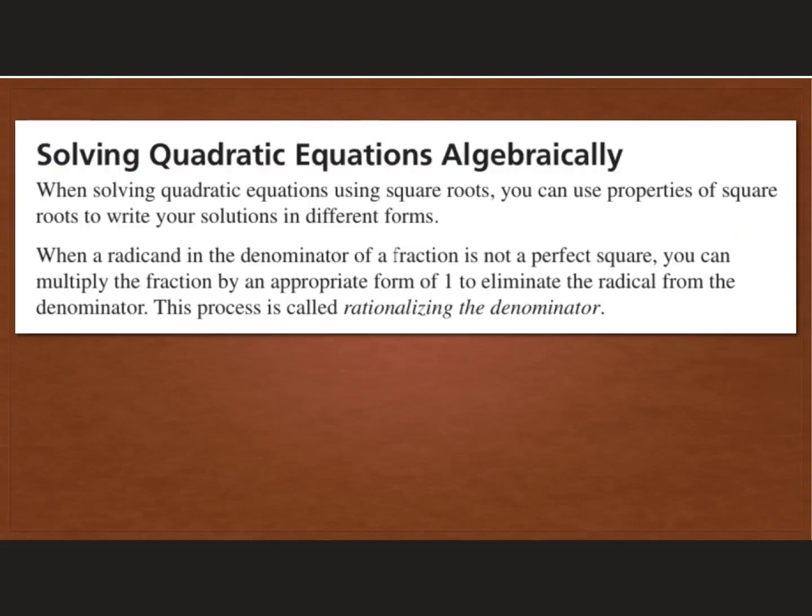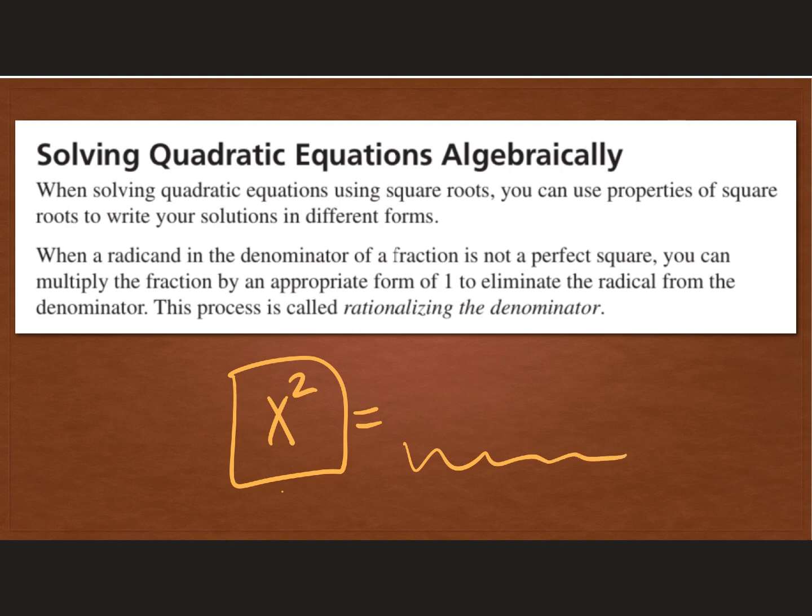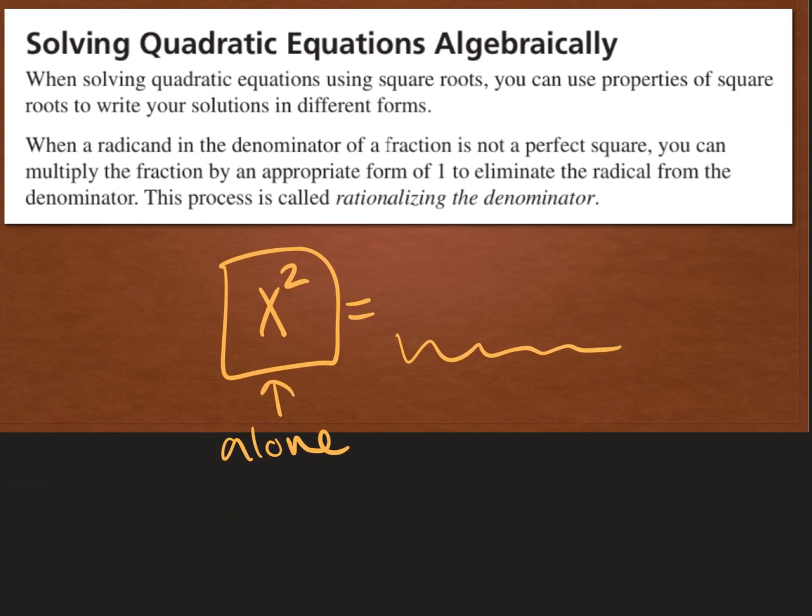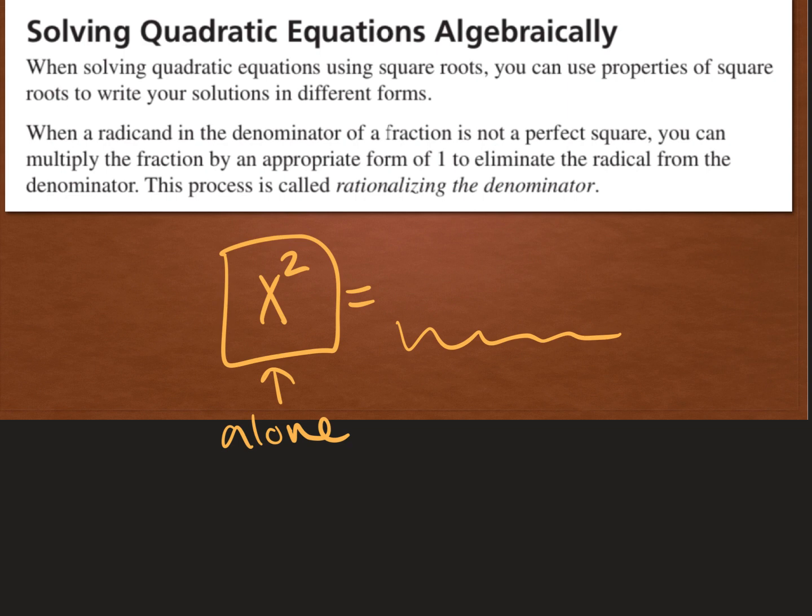So next, we're going to be solving the quadratic equations algebraically. So to do this, we always want to get the x squared all by itself. So get the x squared and then equal to everything else in our equation. So this has to be alone. We got to isolate the x squared. Once we isolate the x squared, then we square root. So this is step 1. Step 2 is to take the square root.